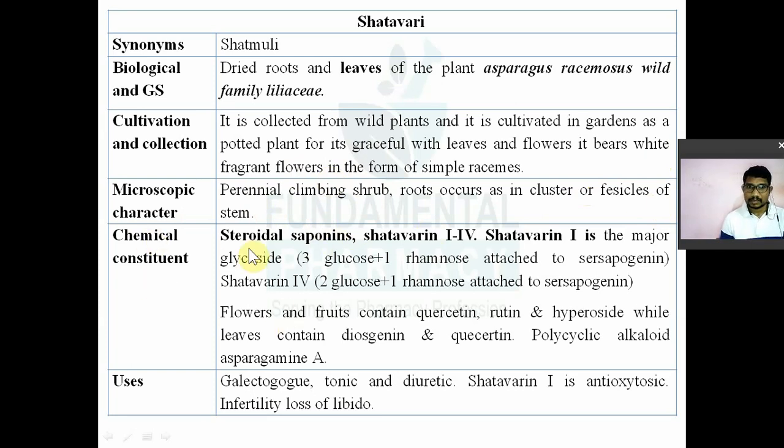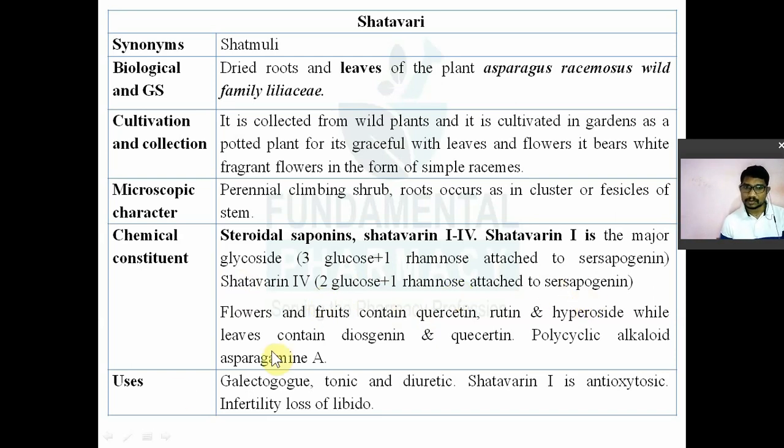The chemical constituents are steroidal saponins, Shatawarin 1 to 5. Out of these, Shatawarin 1 is the major glycoside, consisting of 3 glucose plus 1 rhamnose attached to sarsasapogenin. Sarsasapogenin is the aglycone and the rhamnose and glucose are the sugar part. Shatawarin 4 consists of 2 glucose and 1 rhamnose attached to sarsasapogenin.